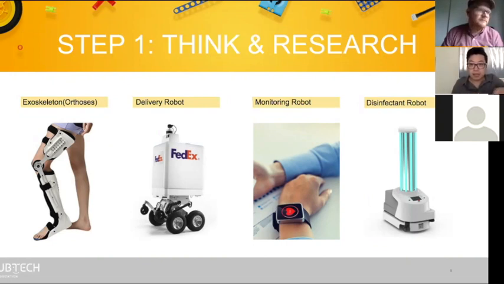And lastly, it's a disinfectant robot. This is basically a robot vacuum, but it uses UV light to disinfect the hospital. It'll drive around, turn on the UV light, kill all the germs, and go to the next location and do the same thing. Yeah. Cool.